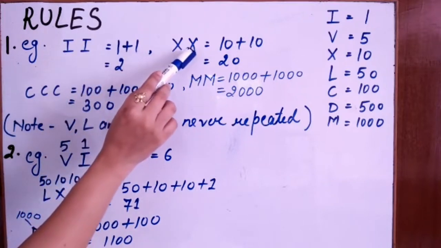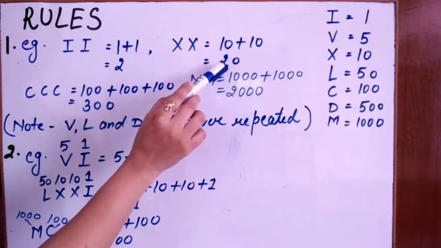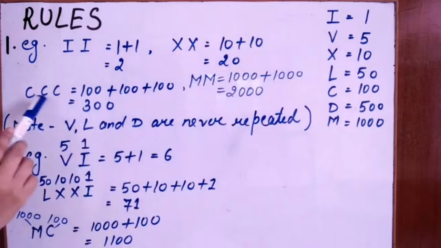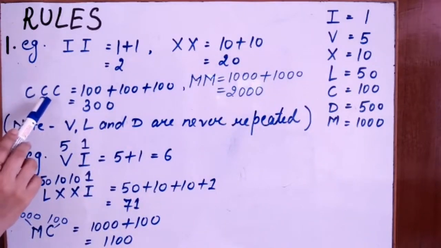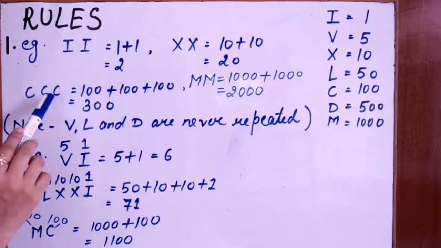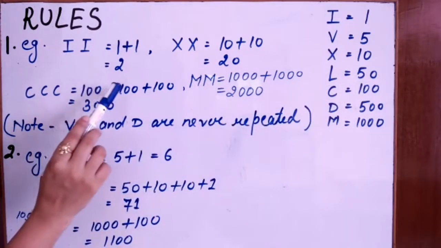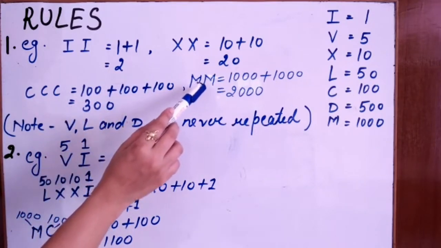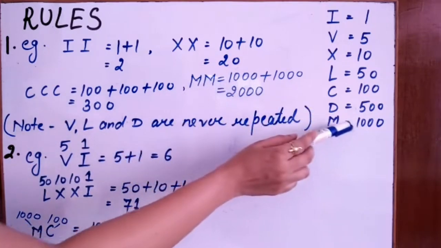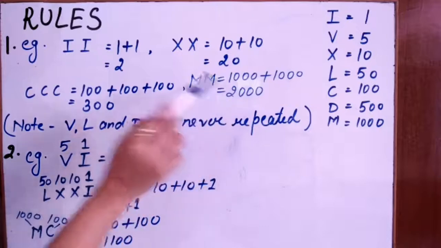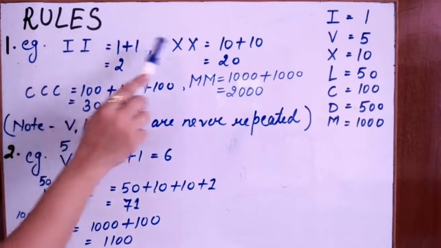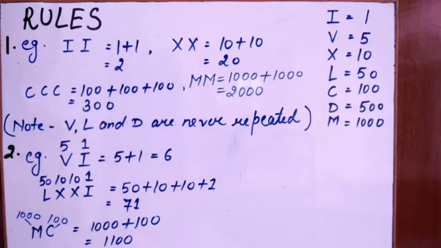X, 10 plus 10 is equal to 20 because the value of X is 10. Here 3 times C. The value of C is 100. 100 plus 100 plus 100 is equal to 300. Similarly, M. The value of M is 1000. 1000 plus 1000 is equal to 2000. It means these letters I, X, C and M we can write up to 3 times.